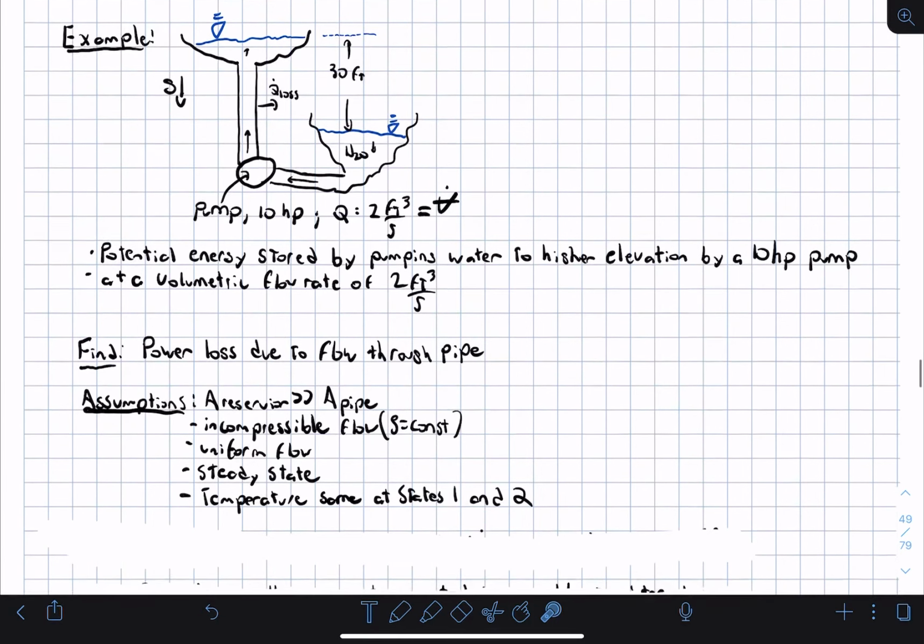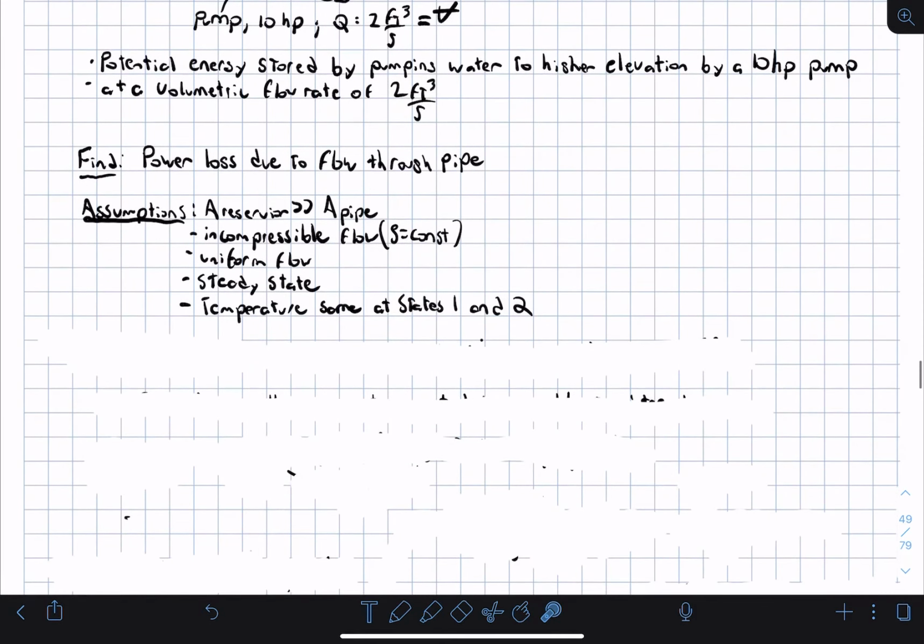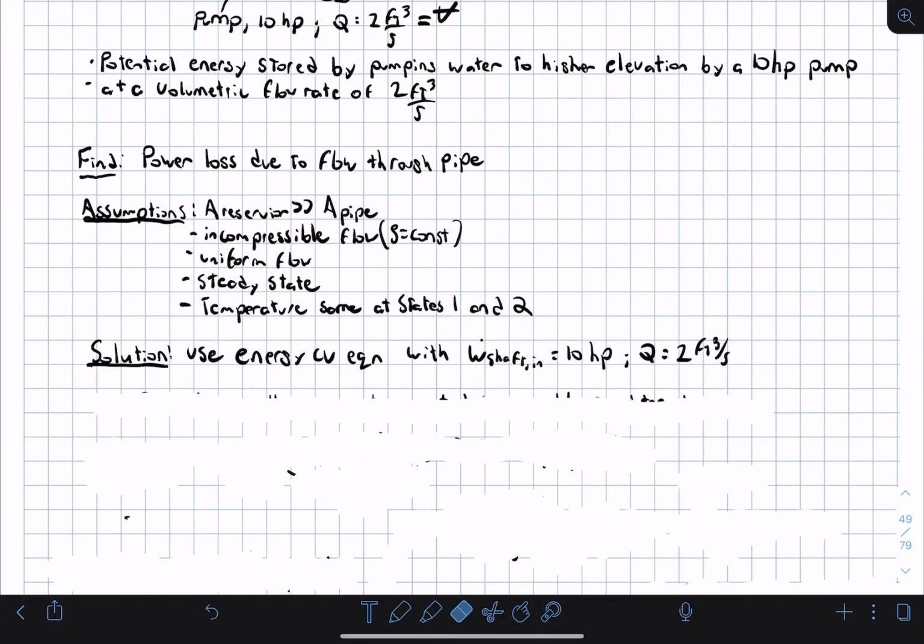Okay, so now we will go through the solution. And so the solution is to use the energy equation in control volume form with some shaft work in of 10 horsepower and a heating rate, or not a heating rate, that's why I use V dot, with a volumetric flow rate of 2 cubic feet per second of the water.